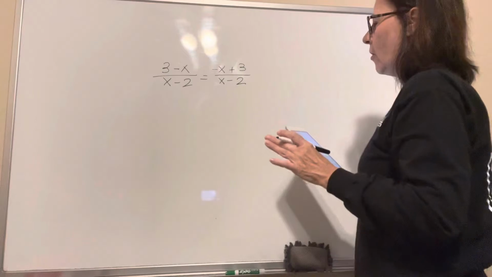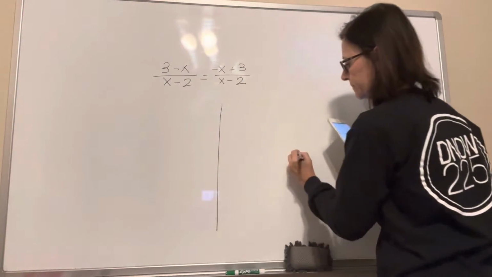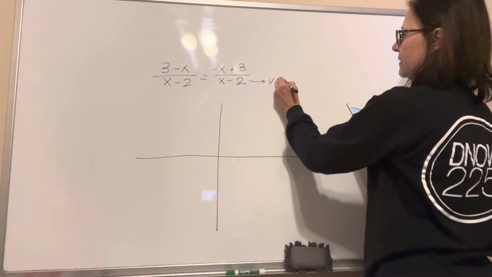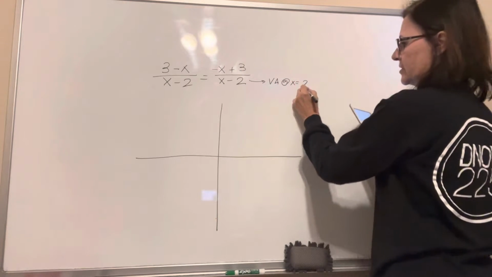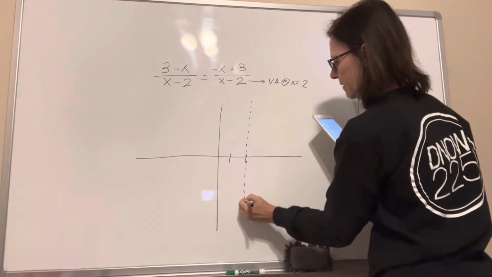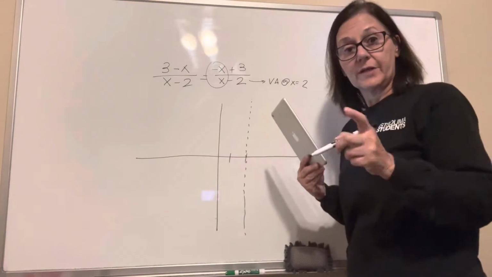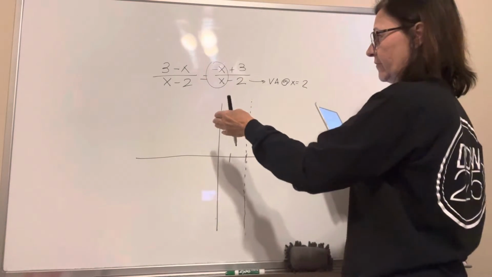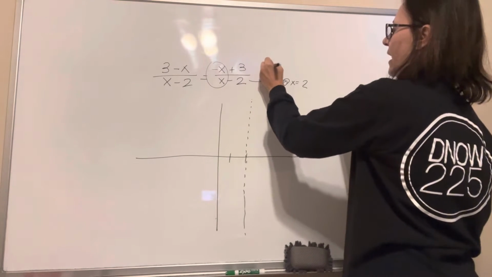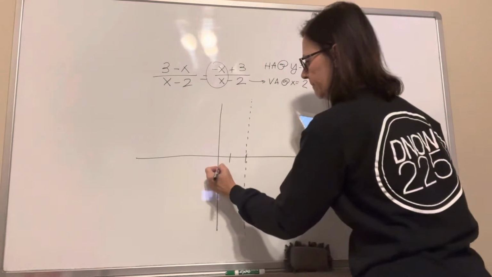There's no holes in the graph because there's no zeros of the denominator that are zeros of the numerator. There's a vertical asymptote at x equals 2. And because my degrees are the same, it's lead coefficient over lead coefficient, it's negative 1 over 1. So there's a horizontal asymptote at y equals negative 1.